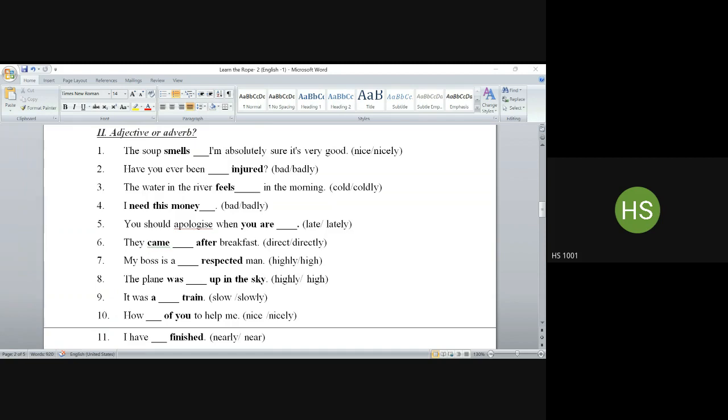No problem? Okay. Now, scroll down. Can you guys not see the screen already? Yes, you can see. Okay.